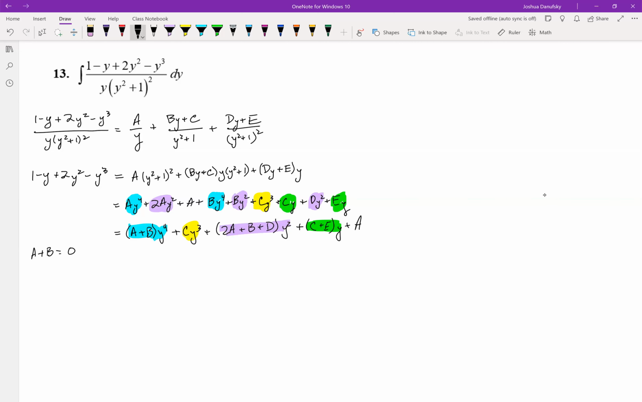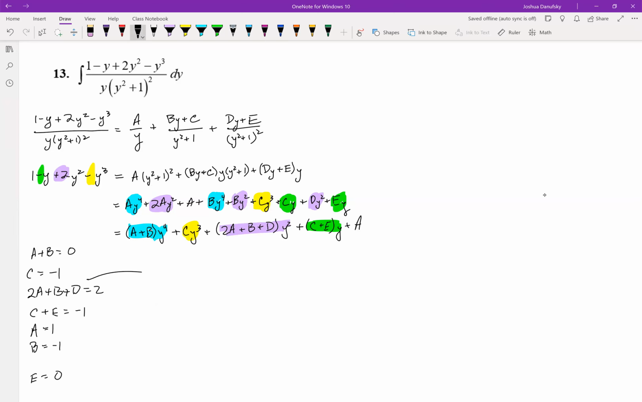Looking at our y to the third term, we have that c has to equal -1. We have 2a plus b plus d on the squared term has to equal 2. C plus e on the linear term has to equal -1. And finally, a has to equal 1 for the constant term. If a is 1 and we plug that in here, we see that b is -1. We have that c is -1, and if we plug that in here, we see that e is 0.